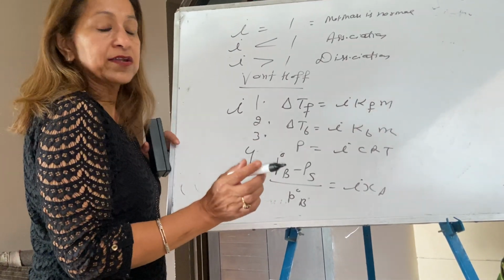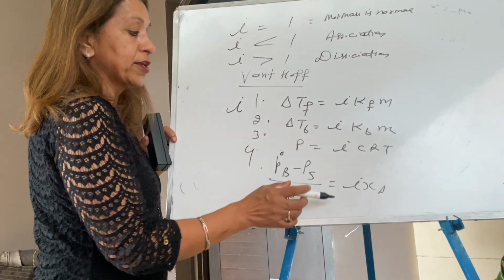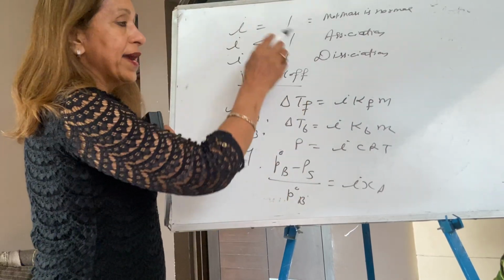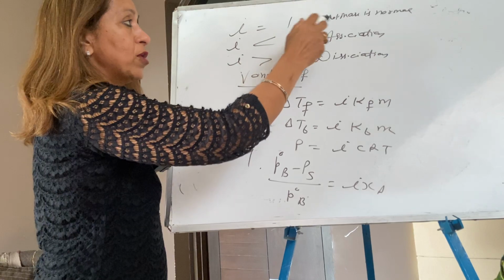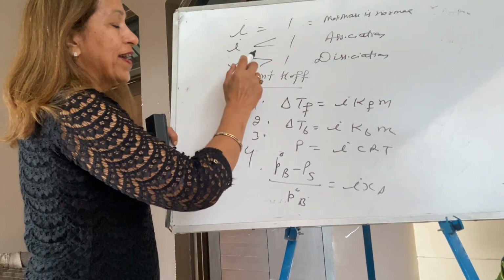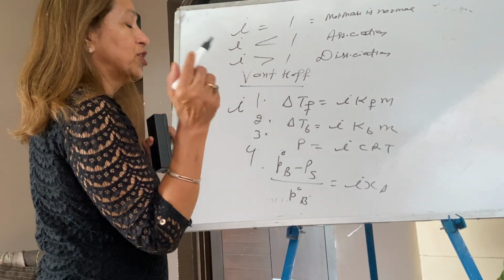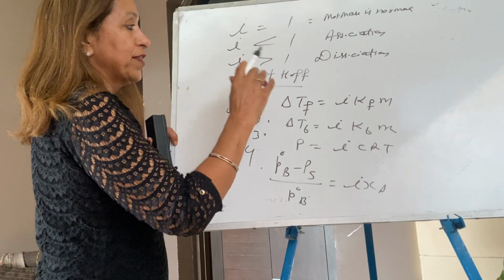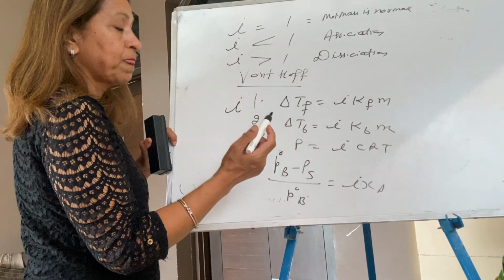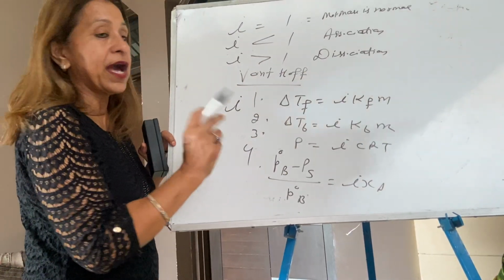He introduced a factor i in each colligative property, calculated i. If i is 1, molecular mass is normal. If i is less than 1, association takes place. If i is greater than 1, dissociation takes place. Now this is Van't Hoff factor i.